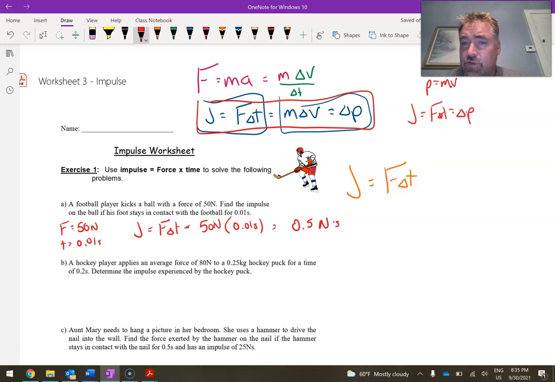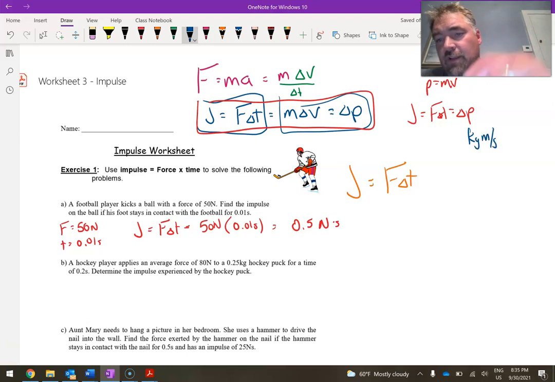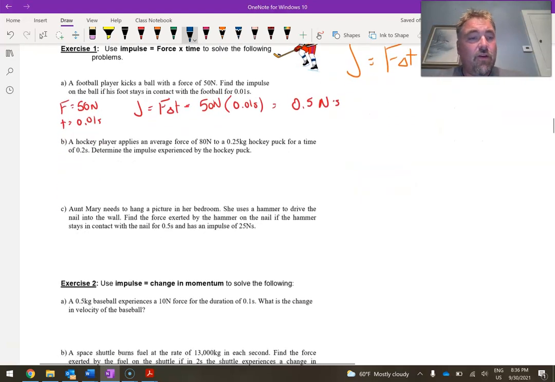Now, real quick, a quick discussion on this. Remember, we said the units for momentum were kilogram meters per second. The units for impulse are newtons times seconds. These are actually the exact same units, because a newton is a kilogram meter per second squared. If you multiply that by seconds, you drop the square and get kilogram meters per second. So they can be used interchangeably. Traditionally, impulse is measured in newton seconds, and momentum in kilogram meters per second, but they are the same thing.